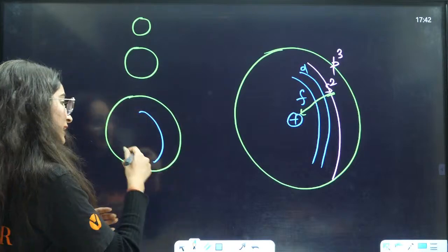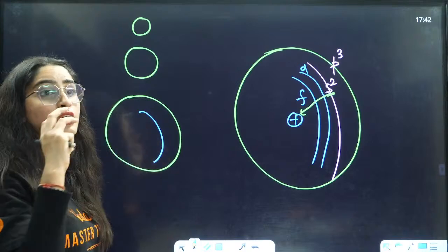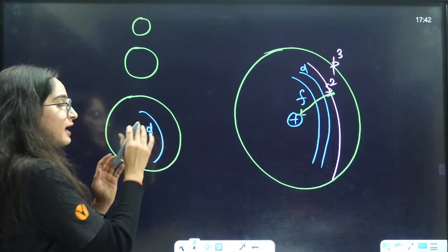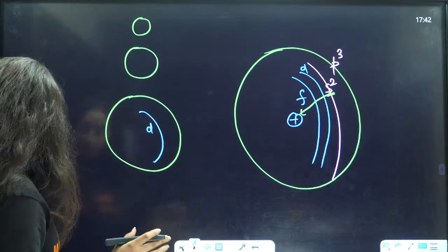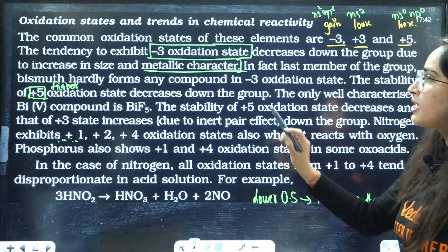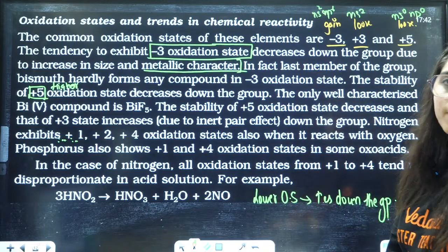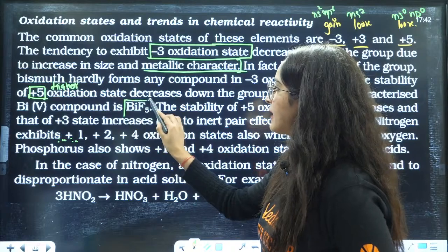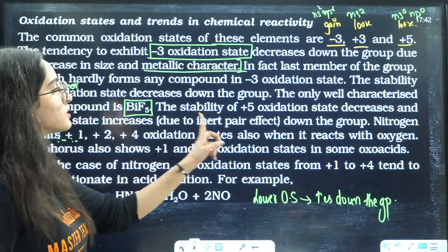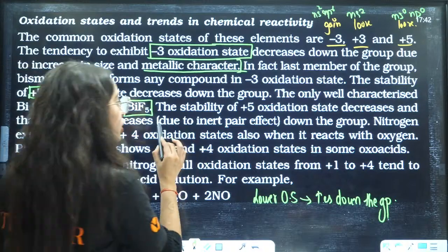Whether it can lose, it can also not lose. It can, but it has less choice of losing S electrons because of the D electrons having poor shielding effect. So that is the reason that down the group the lower oxidation state increases and the higher decreases. The only well characterized Bi(V) compound is BiF5. That is the only compound that has bismuth in the +5 oxidation state. The stability of the +5 oxidation state decreases and that of +3 increases due to the inert pair effect.